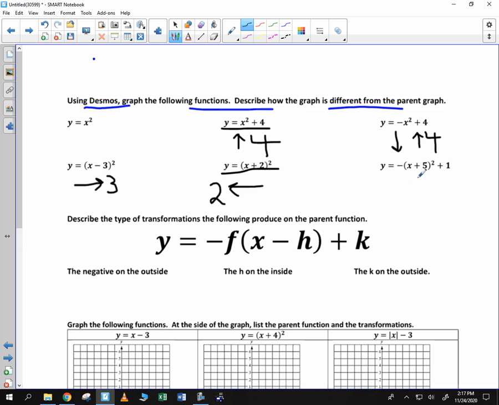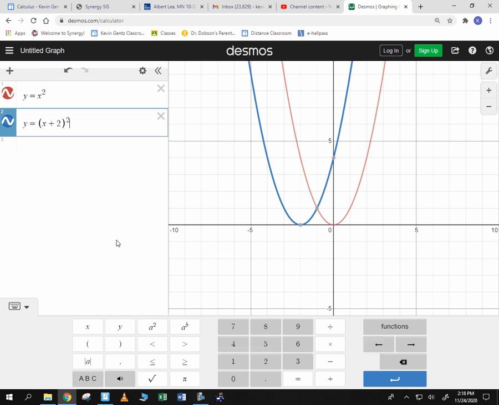So let's see if we can put it all together and make a prediction here. The plus 5, is that going to move it right 5 or left 5? And if you said left 5, you're correct. And then this plus 1 out here, that's going to move it up 1 unit. And then this negative, that's going to flip it upside down. So we should see left 5, up 1, and upside down. Let's try plugging it in here.